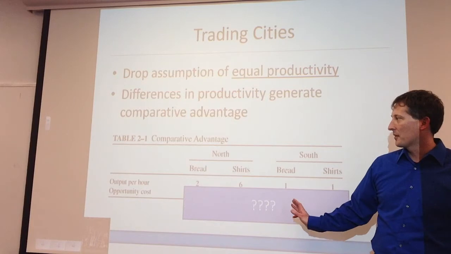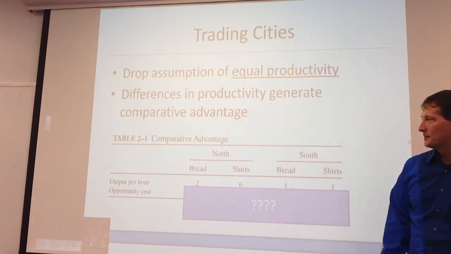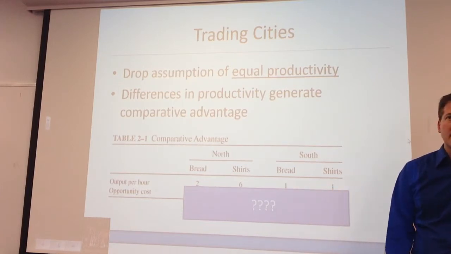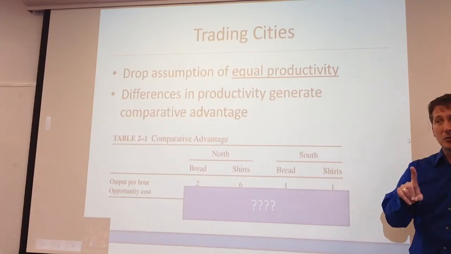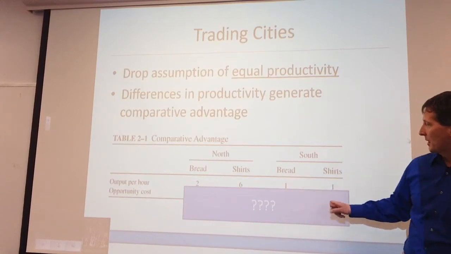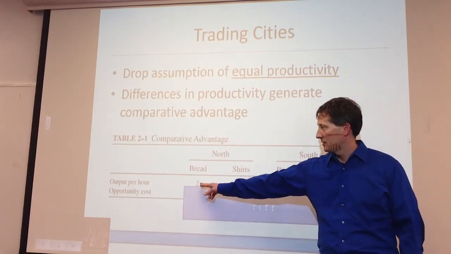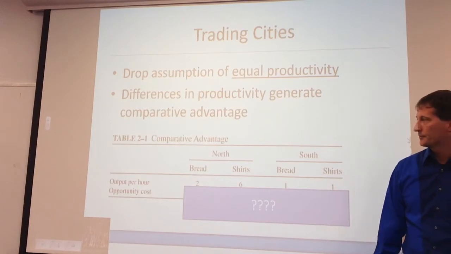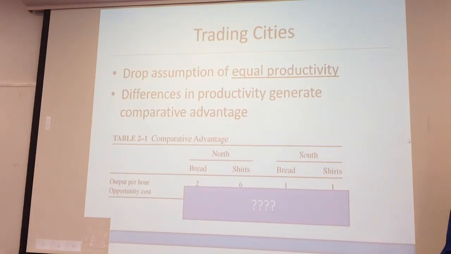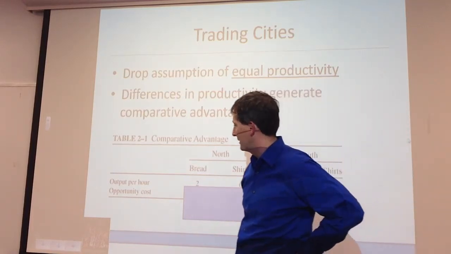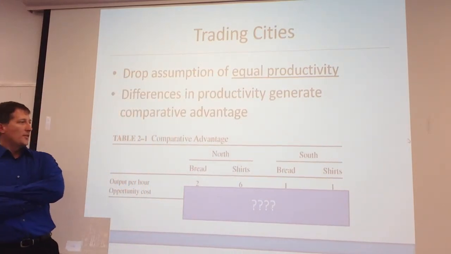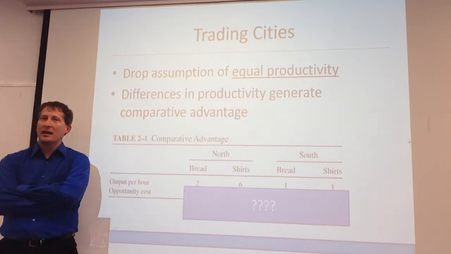So we've got the north and the south. Here's our output per hour. North: 2 bread, 6 shirts. South: 1 bread, 1 shirt. So in 1 hour of work, that's where our productivity comes in. What is the opportunity cost in the north for a bread?